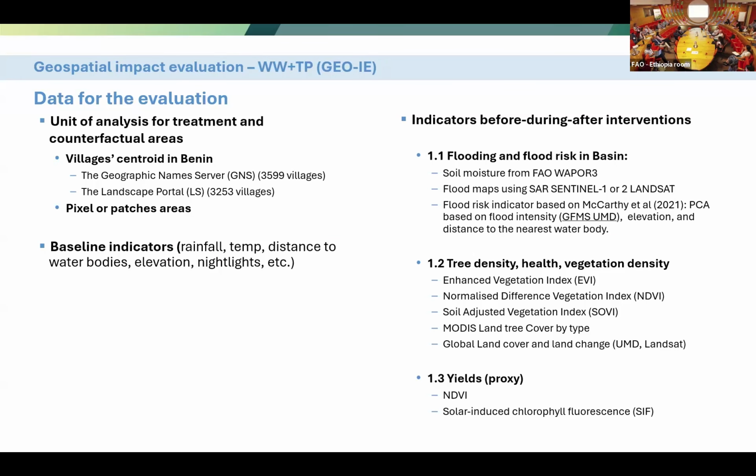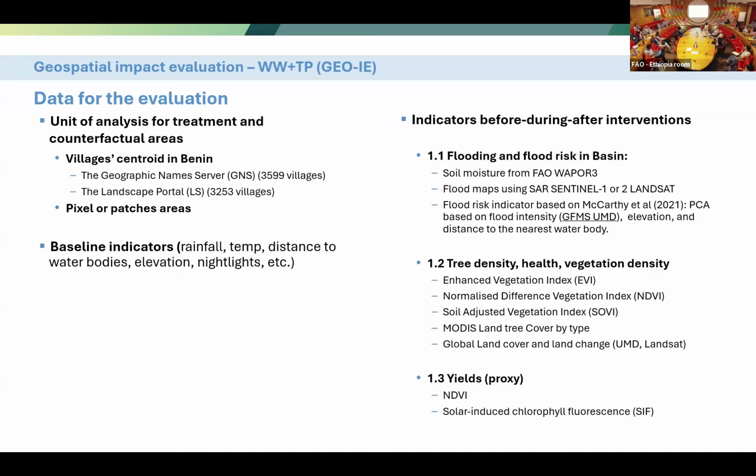Another part that we have to discuss is the level of analysis, the unit of observation at which we are going to do this study. We thought that maybe one option is to use the village centroids in the case of Benin, and then calculate the different indicators at this level of aggregation, or maybe go into a little more detail and try to identify counterfactual areas at the pixel level, for example, or patches.